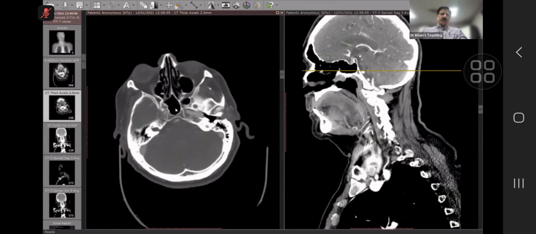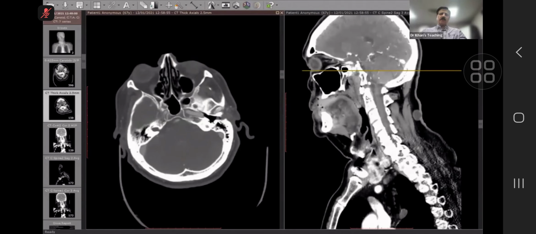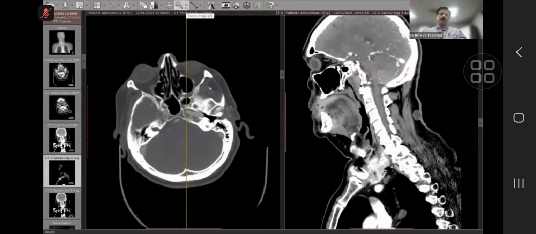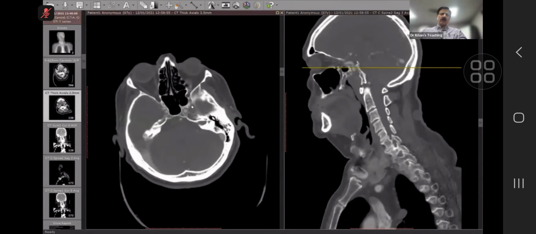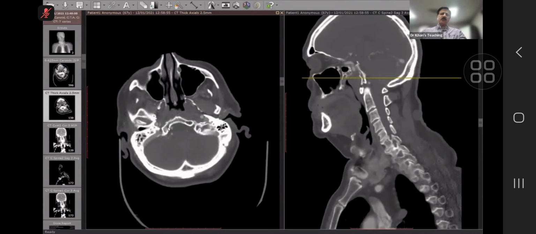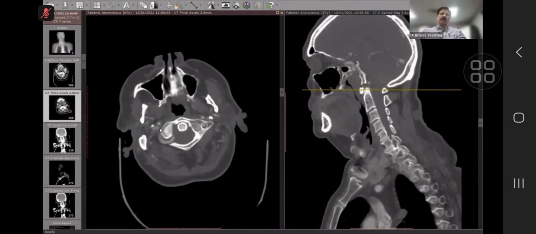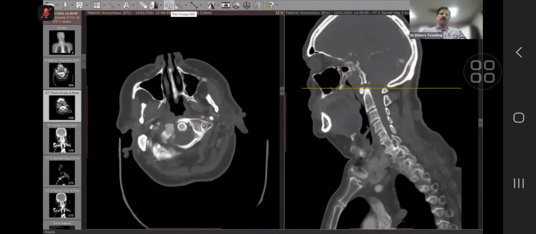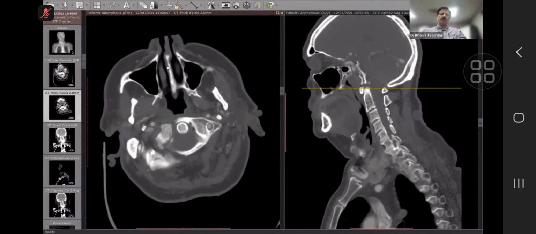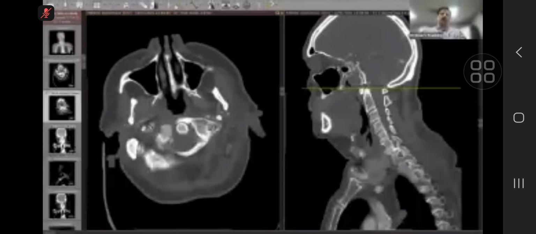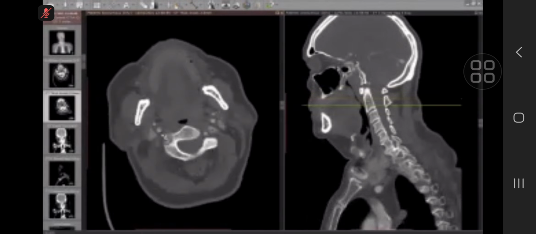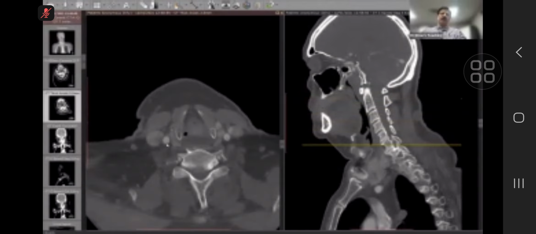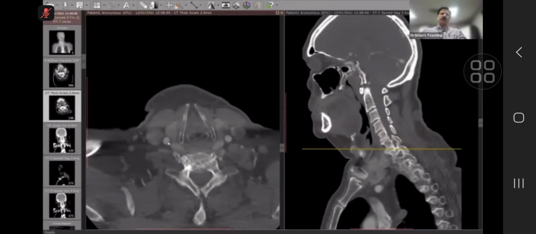Now, our aim is, let me change the window here to bone window. Now, our aim is just to see the vessels through the carotid canal. Now, can you see my mouse, candidate one? Yes, I can. Okay, so if you see here, this is the common carotid artery.